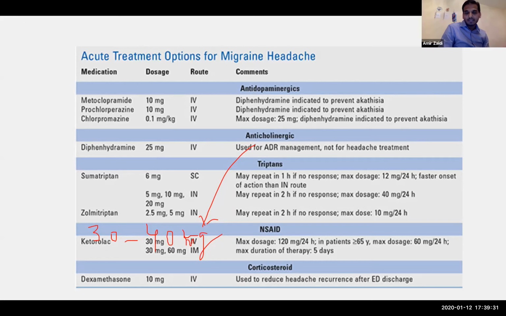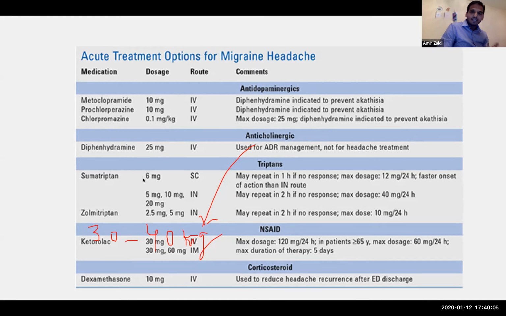If you're giving sumatriptan orally, it has to be like 100 milligram. If you're giving nasally, it has to be 10 milligram. If you're giving subcutaneous injection, it has to be 6 milligram. Most of the time, migraine treatment fails because of the subtherapeutic doses that most of the doctors in the ED, especially, offer, or usually at the GP practice, the dose offered is not the right dose.